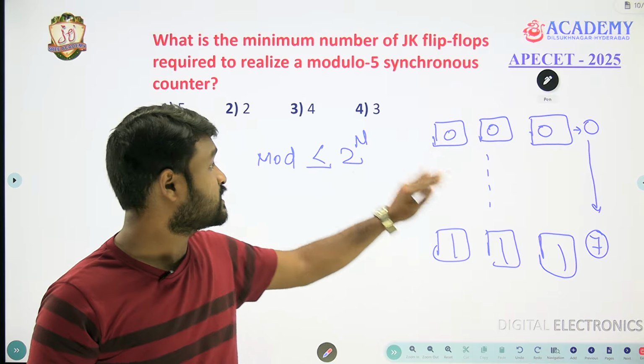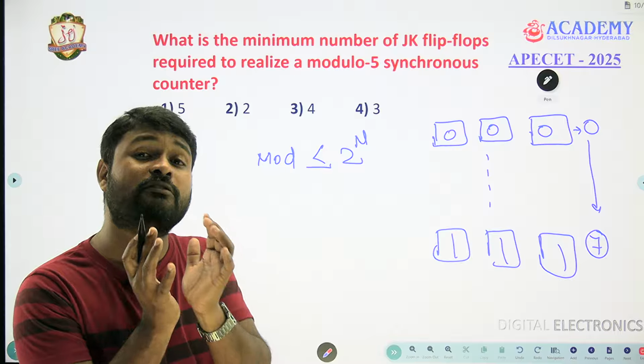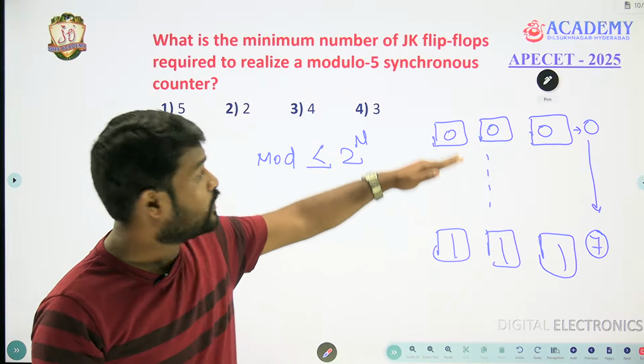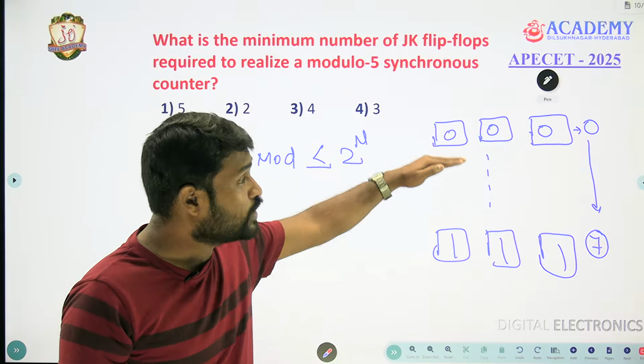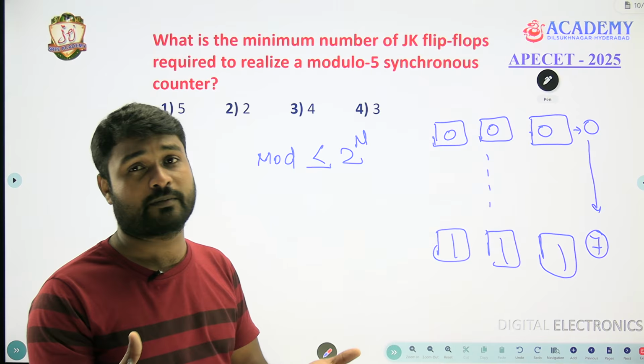8 possible values, that is 2 to the power n. Modulus is nothing but where you want to stop, how many values you want at the output. Whether you want 8 or only 2, only 3 or only 5, that depends upon you.